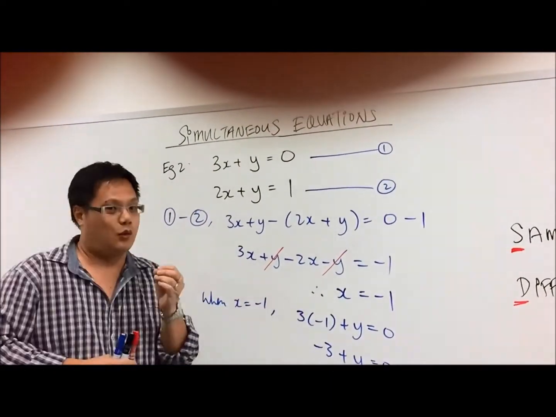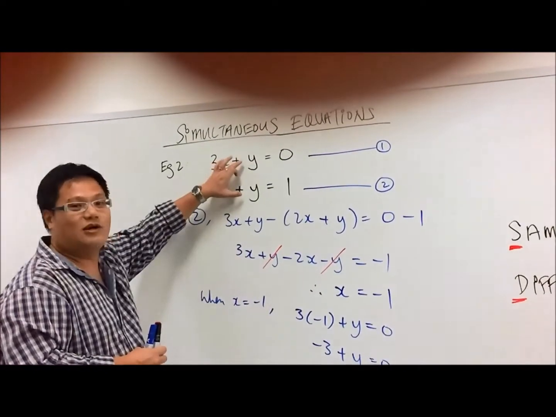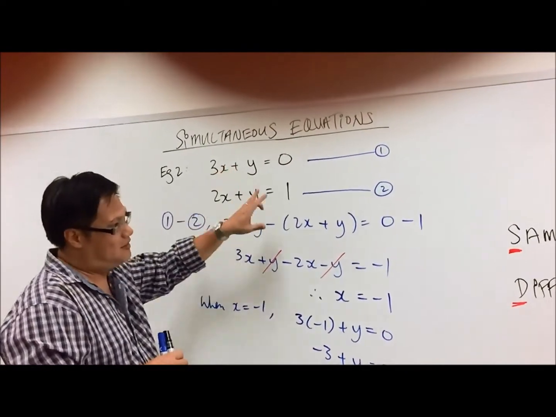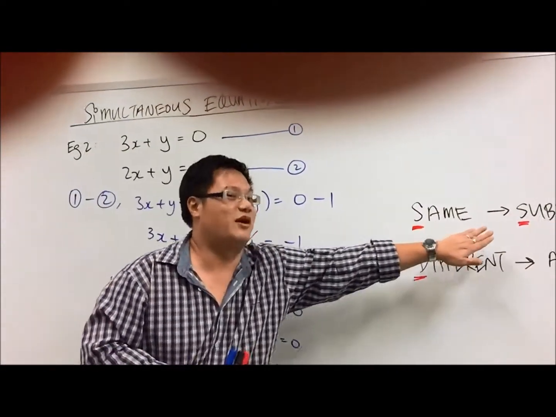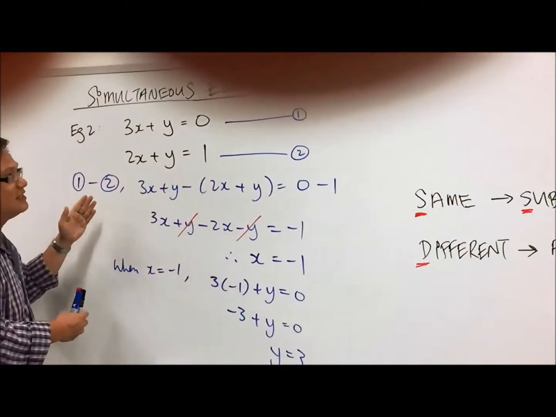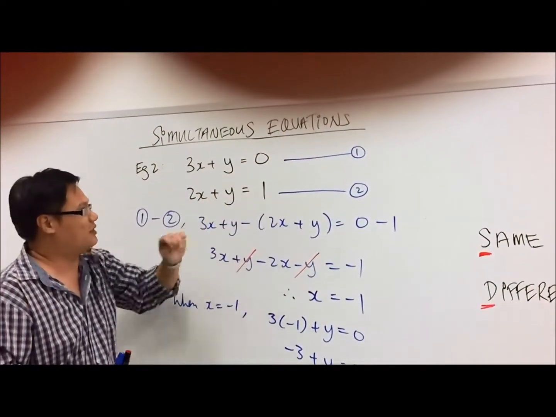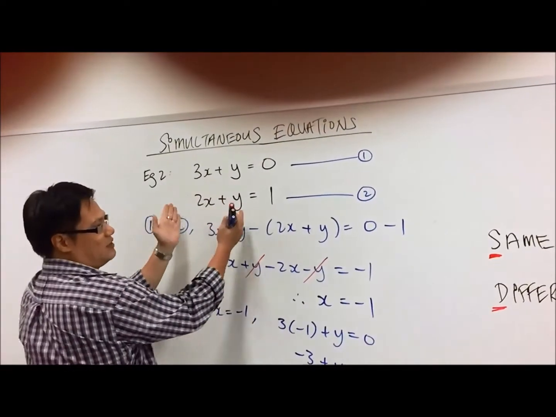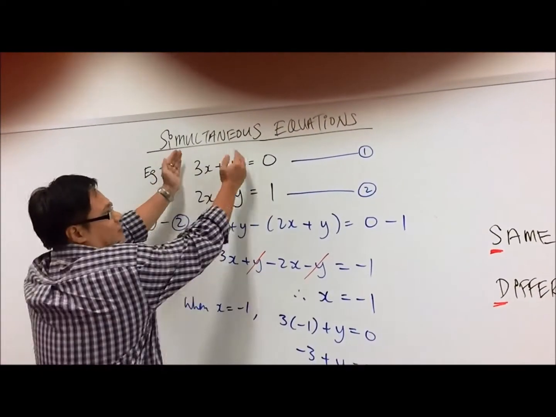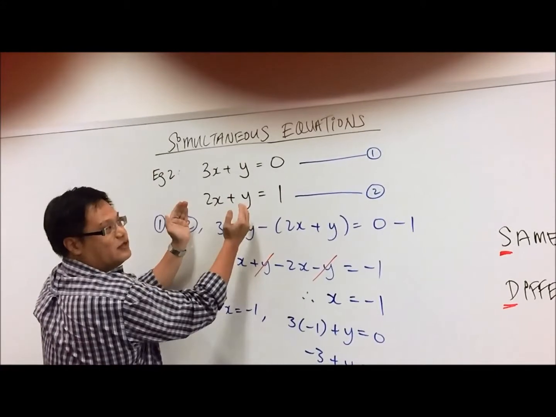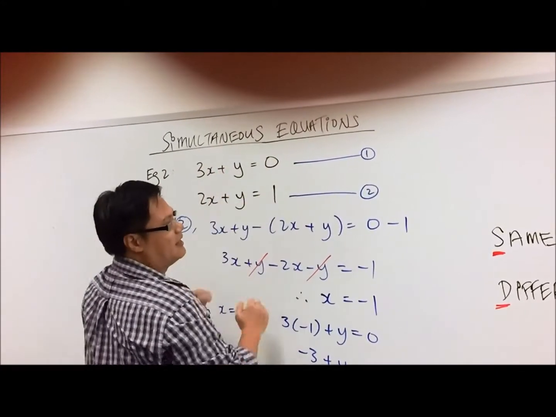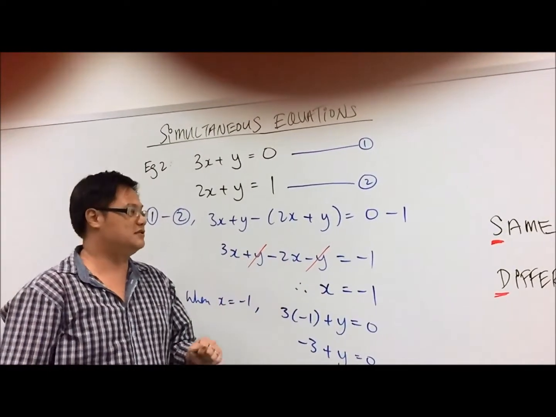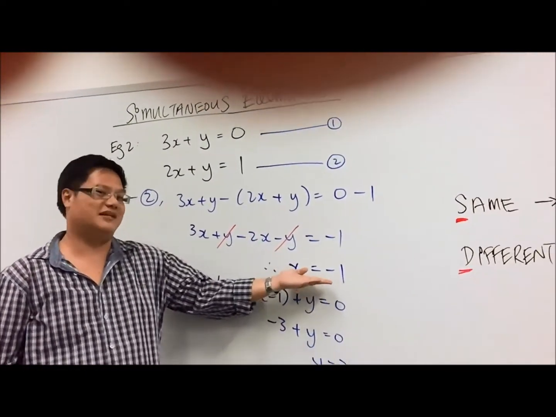Okay, let's try. When the operational signs of the coefficients of the variables that you are intending to eliminate are the same, what do we do? We subtract, right? So I can simply take equation 1, subtract equation 2. So I have 3x plus y minus 2x plus y. So the entire left hand side minus the entire left hand side, and the right hand side, subtract the right hand side. By expanding and simplifying it, the y minus the y will be 0. I will have x equals negative 1.